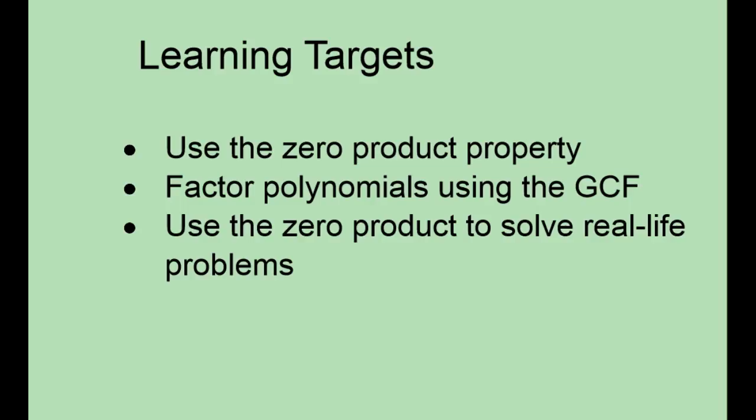So now let's look back at our learning targets. Our first one was to use the zero product property. And the zero product property, remember, just tells me that if I multiply two things together and they equal 0, then one or the other one has to be 0. Our second learning target was factoring polynomials using the greatest common factor. And that will continue to come into play, especially in the next several sections. Just finding anything that's common in all of the terms that I can factor out first.